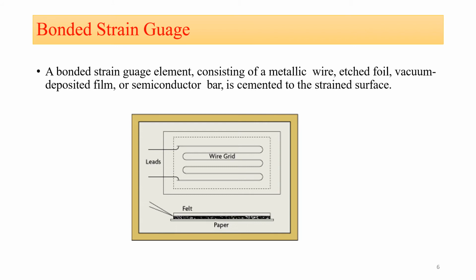Now in this picture the wire grid is used. When we apply some force or pressure to the wire grid, its length will change accordingly. When the length of the wire grid changes, its resistance will also change, and the same principle is applied for all three types of bonded strain gauge, that is the fine wire strain gauge, the metal foil strain gauge, or the semiconductor strain gauge.